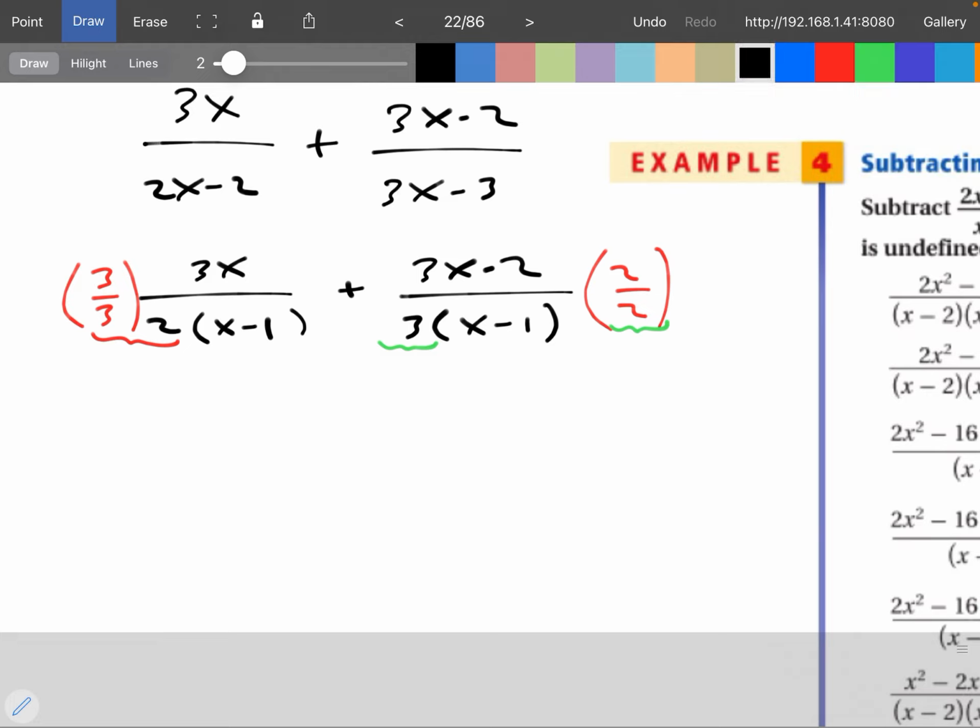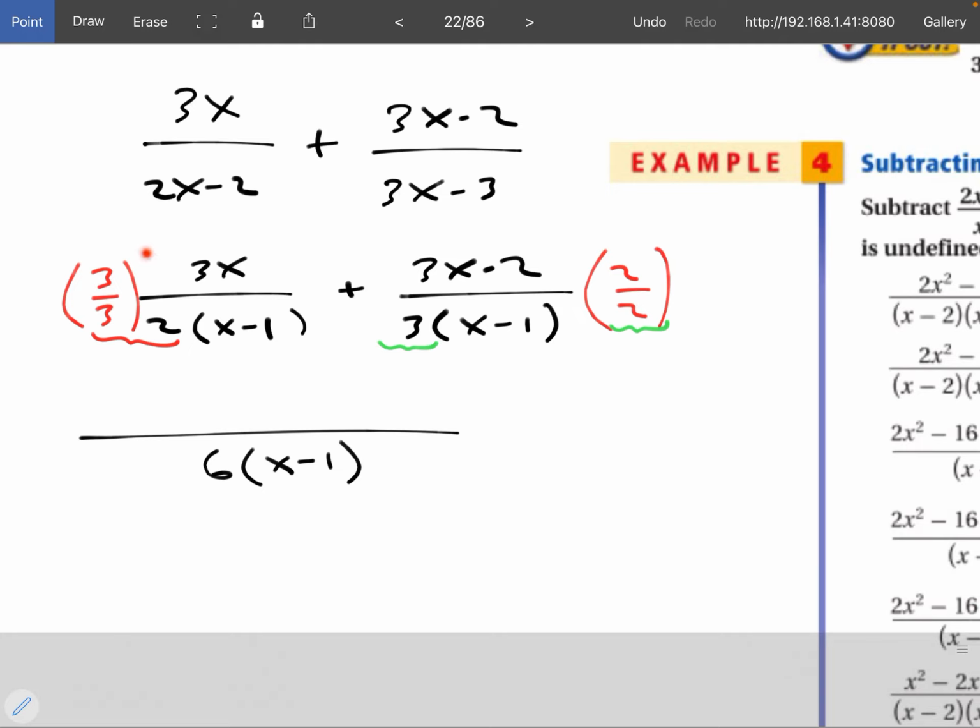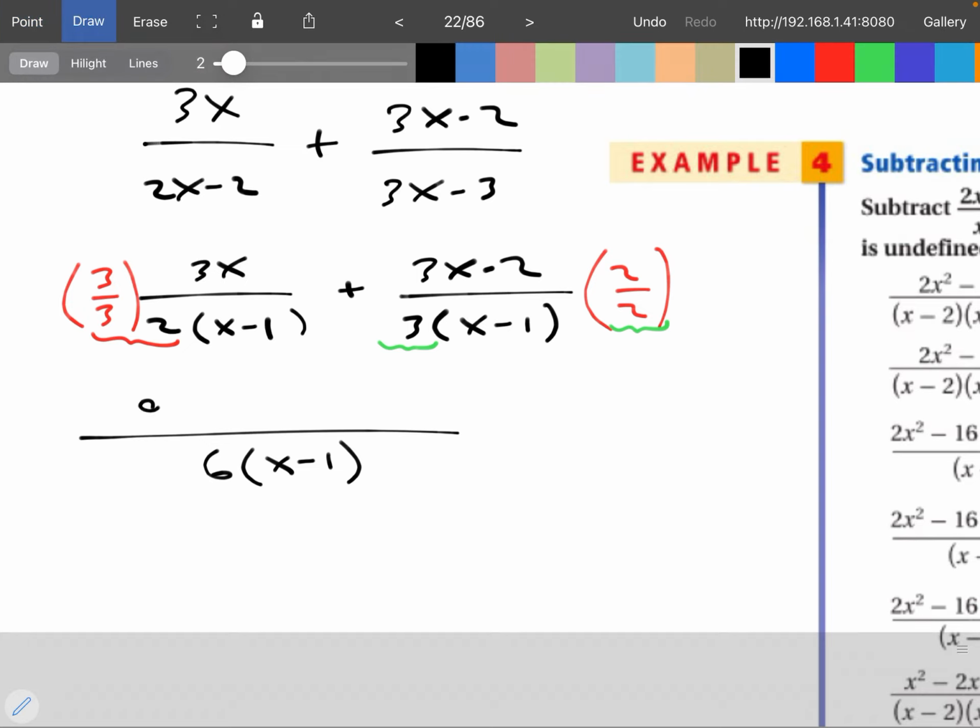So if I go to write this thing out, now my common denominator is going to be 6 times the quantity x minus 1. All right, both of those fractions have that same denominator, 6 times the quantity x minus 1. And then in the numerators, well, I've got to do 3 times 3x, right? So that's going to give me 9x. So that gives me a 9x.